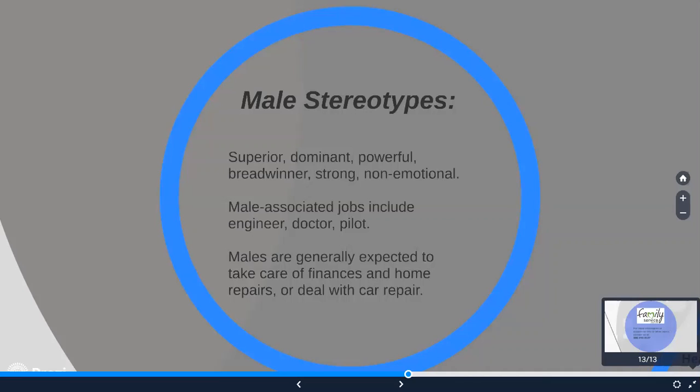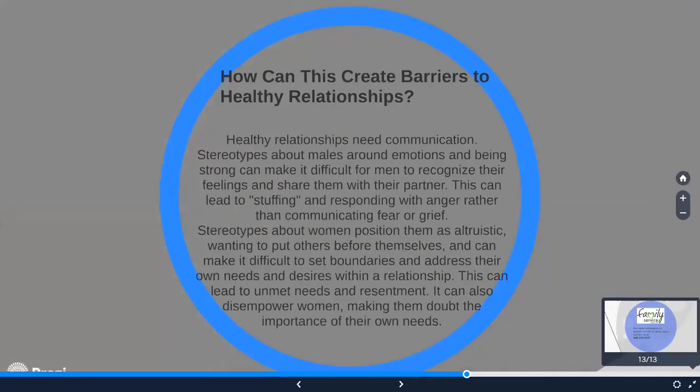And again, for some males, this fits, but for others, this does not fit in with their experience of being male in the world. And these gender boxes can be very limiting. And how this can relate to healthy relationships and create barriers, there are so many levels that can happen. And so I'm just going to give you a couple small examples here.